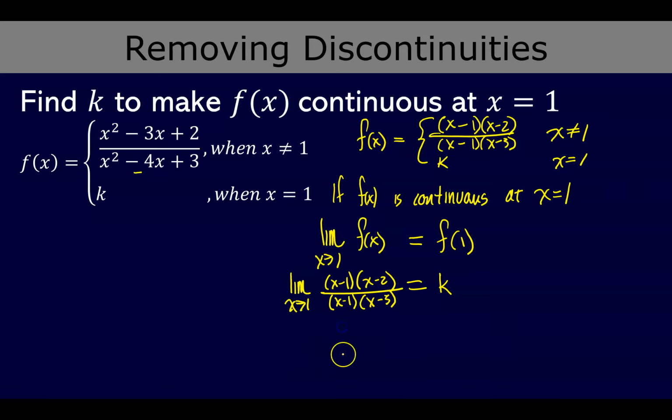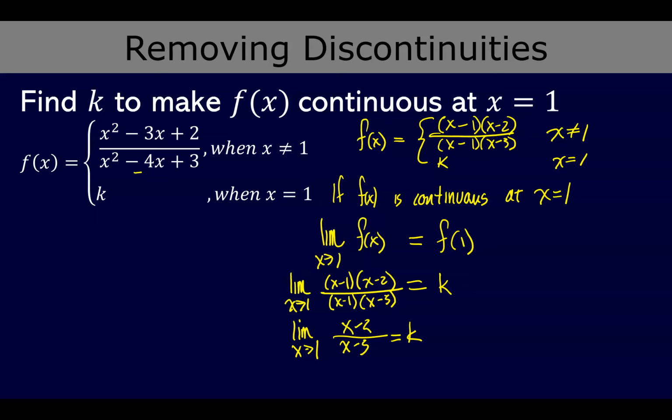And so I might as well not even use that. I'm going to go ahead and rewrite. I'm not going to cross them out because they still exist, but what I know is I would get the exact same limit just ignoring those x minus 1s. So I'll say, hey, the limit as x approaches 1 of x minus 2 over x minus 3 is equal to k, because now this thing is continuous. Okay?